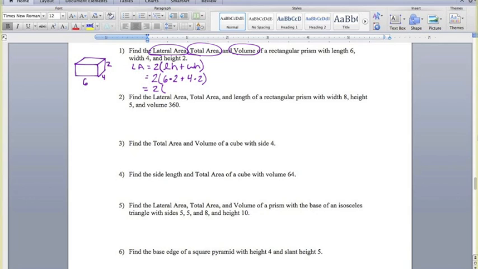Order of operations says we need to do our multiplications first inside of these parentheses. So I get 12 plus 8, which is then 20 times the 2 gives 40.